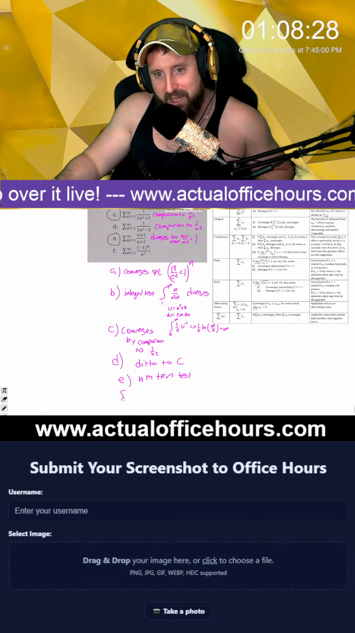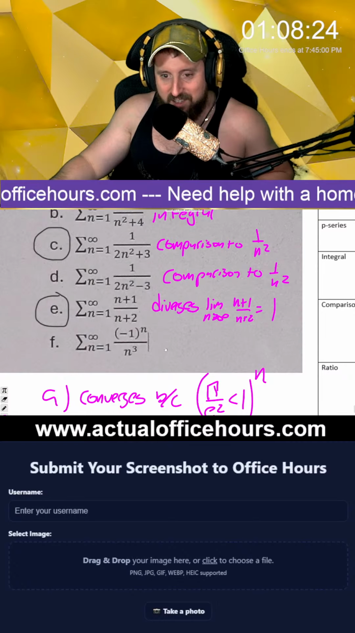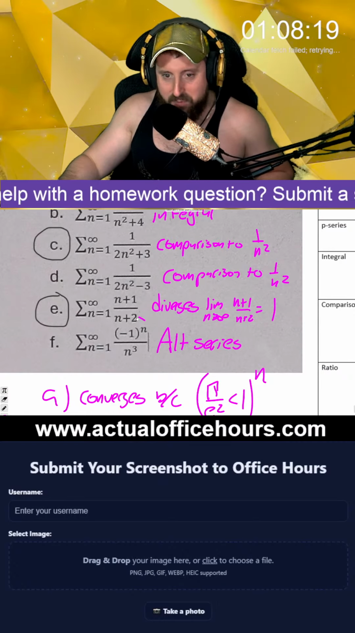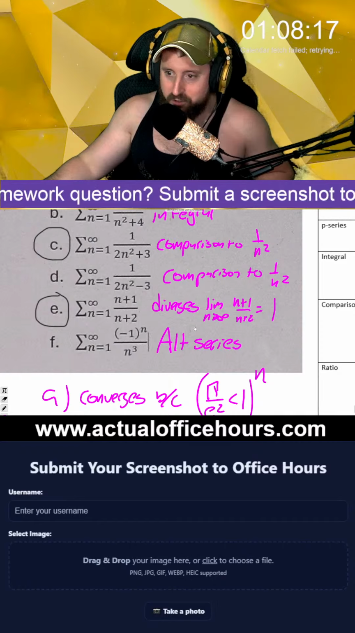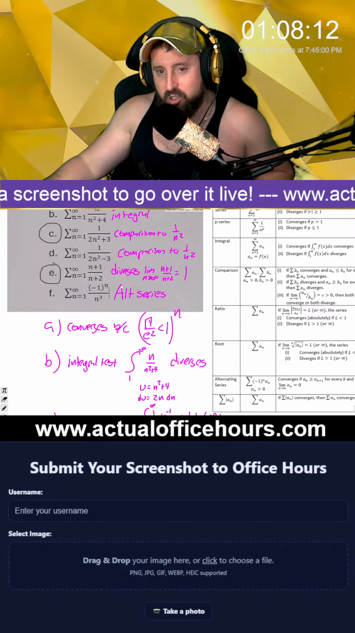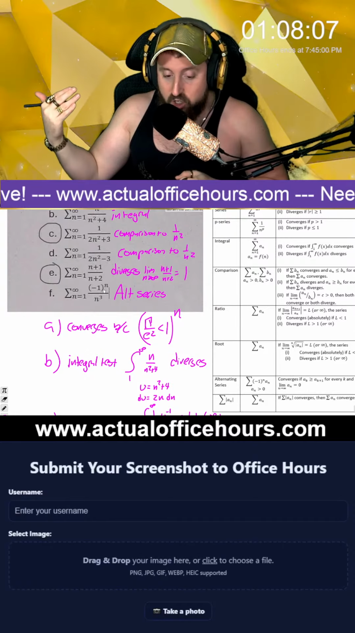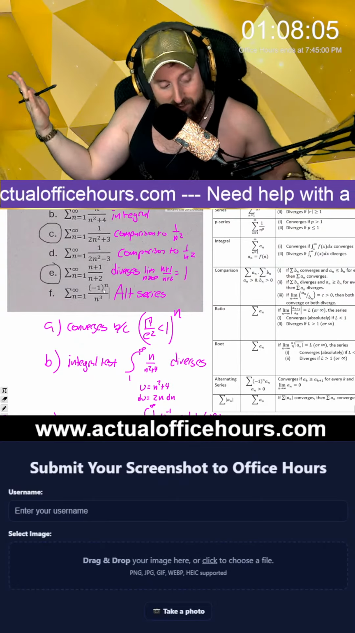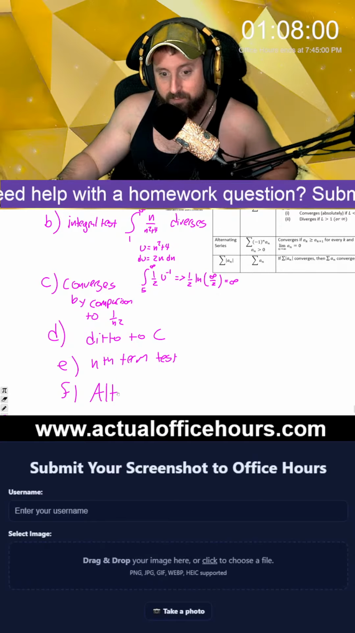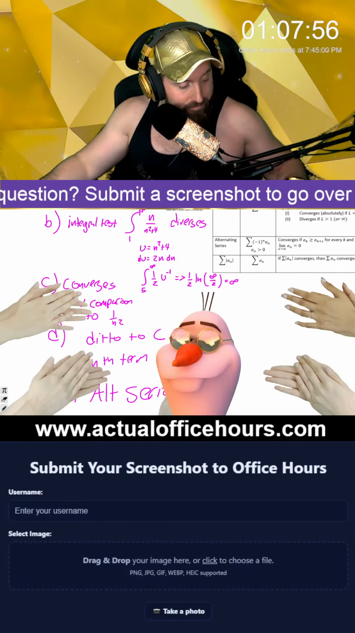Okay, nth term test. All right, final one from F here. I think this is the alternating series. Anytime you see a negative 1 to the n, you should think alternating series. That's the key thing here. So as long as you can show that the function is getting smaller by magnitude, which 1 over n cubed definitely does, and it alternates, it converges. So F is the alternating series test. And there you go. That's how you do all of them. Kind of fun.